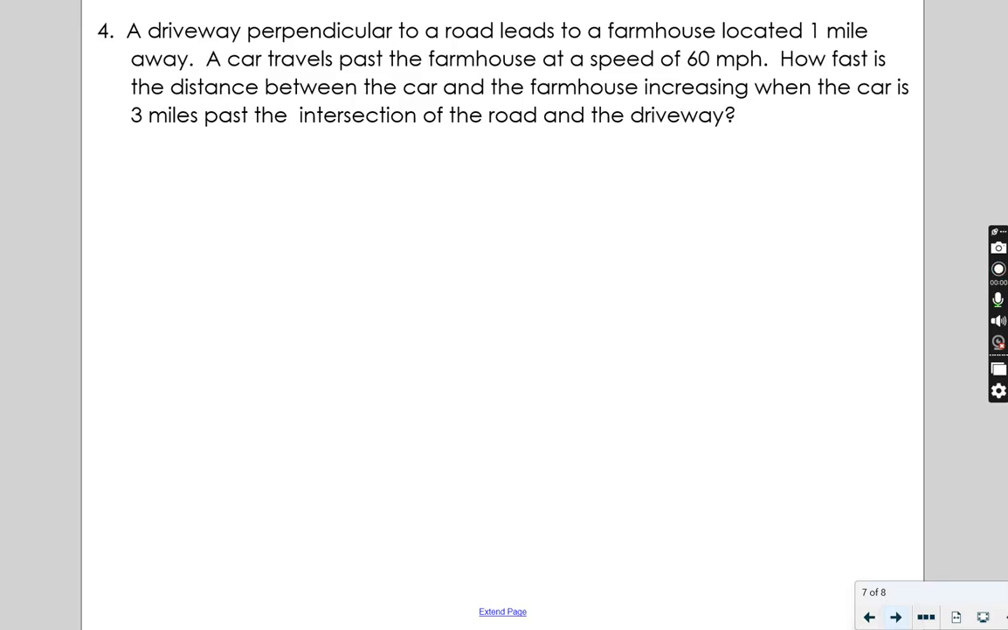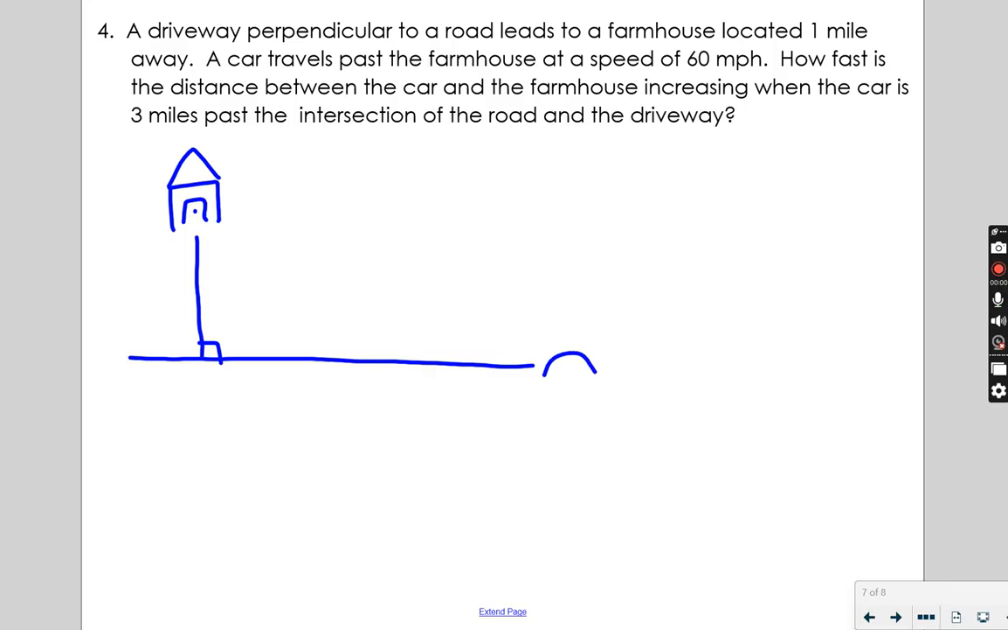All right, I'm going to do this last one with you, and then I'll let you guys try number 5 on your own. A driveway perpendicular to a road leads to a farmhouse located 1 mile away. Okay, let me draw a farmhouse. There's my farmhouse. There's its driveway, and it is perpendicular to a road. A car travels past the farmhouse. Okay, so the car is going this way. Here's my car. Can't draw a very good car.